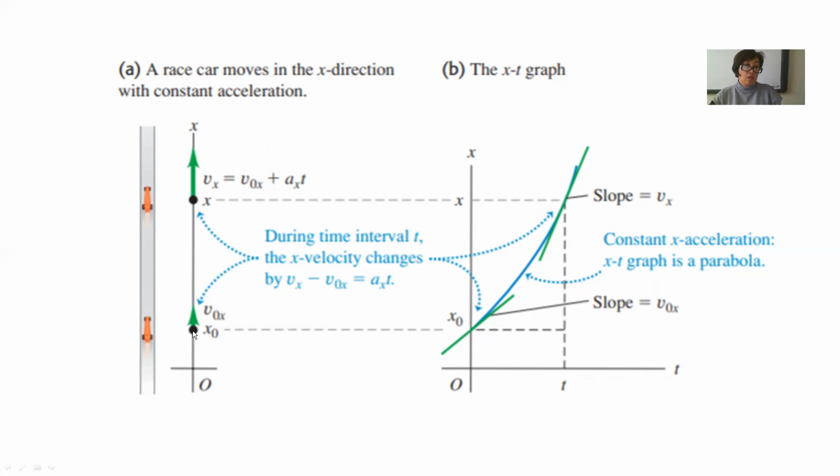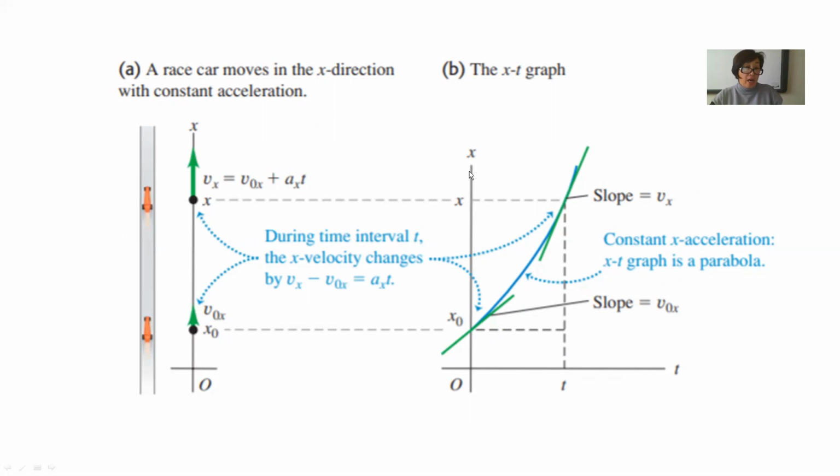This is position, and during time interval t, the velocity changes, because the final velocity minus the initial velocity equals acceleration multiplied by t. The car moves in the x direction with constant acceleration, and we follow the following diagram here.